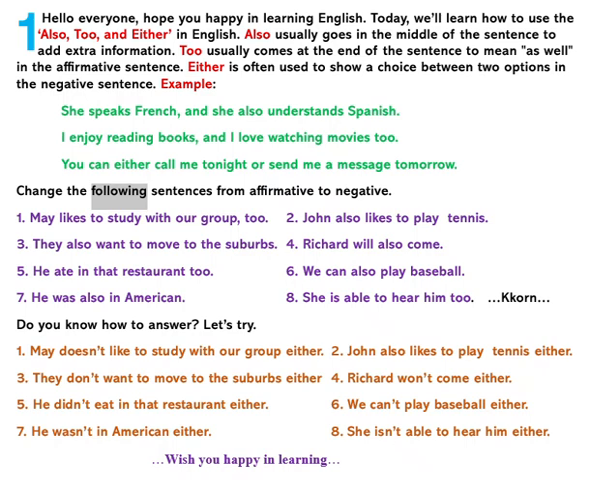Change the following sentences from affirmative to negative. 1. May likes to study with our group too. 2. John also likes to play tennis. 3. They also want to move to the suburbs. 4. Richard will also come. 5. He ate in that restaurant too.